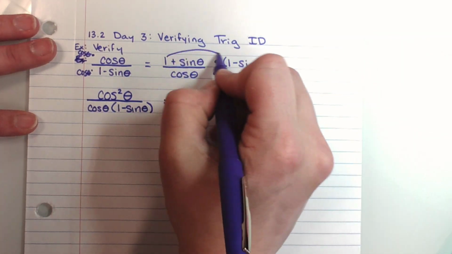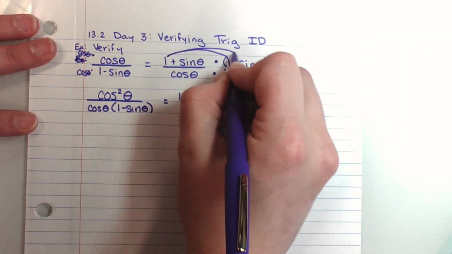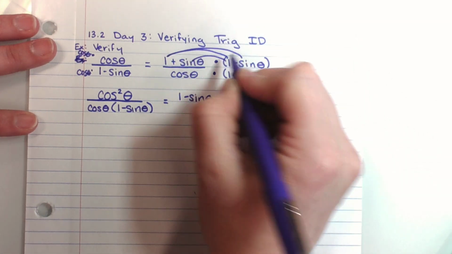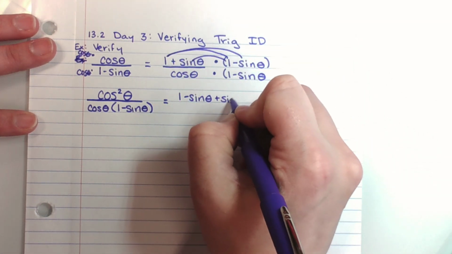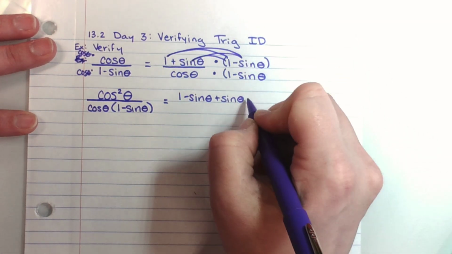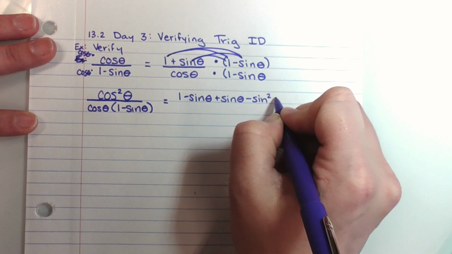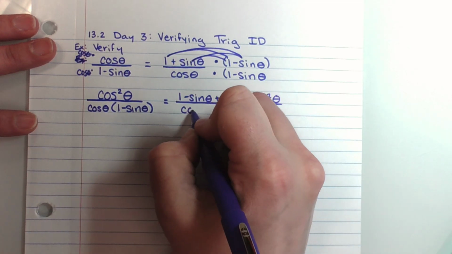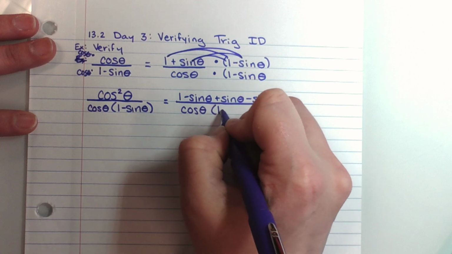Okay, on the right side, 1 times 1 is 1. 1 times negative sine is negative sine. Sine times 1 is positive sine. Sine times negative sine is negative sine squared. And the denominator, since I left the one side in its factored form, I'm going to leave this side in its factored form.